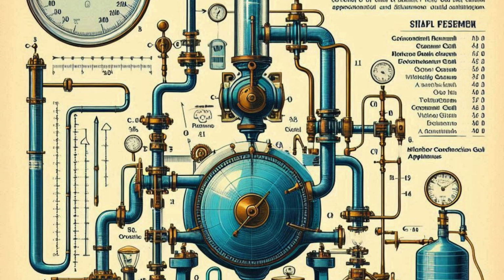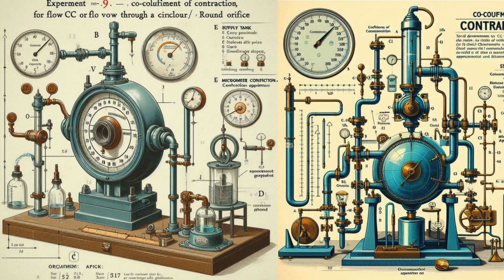Today we show experiment number 9 to determine Cc, coefficient of contraction, Cv, coefficient of velocity, and Cd, coefficient of discharge, for flow through a circular round orifice.